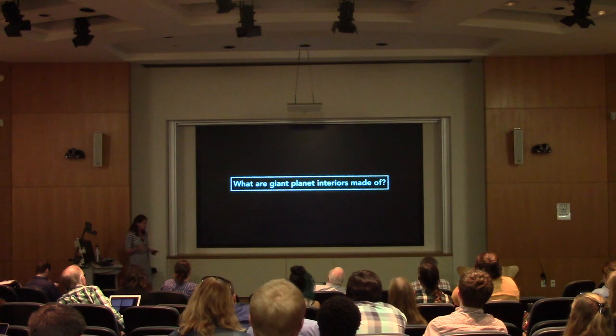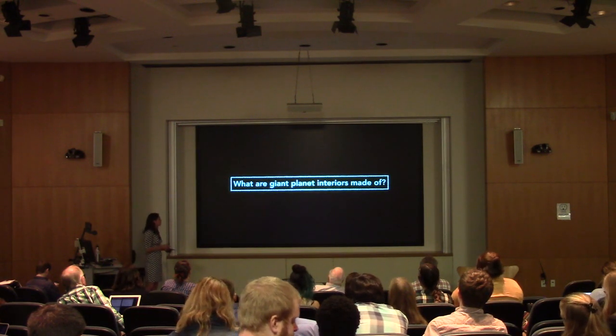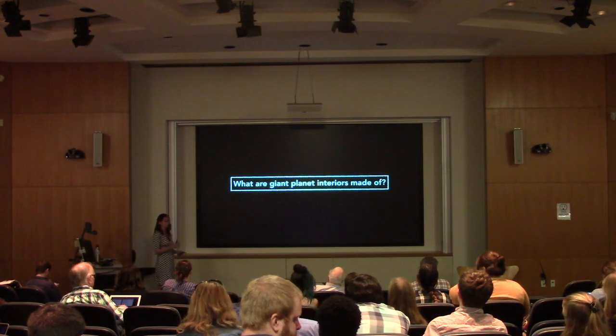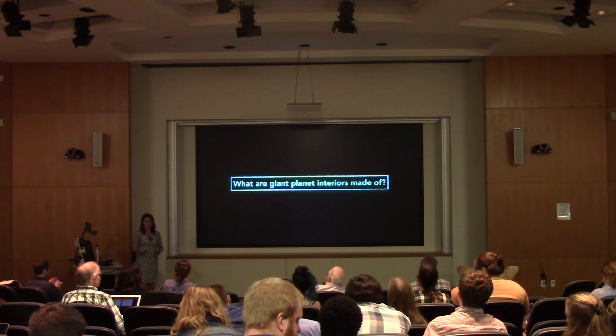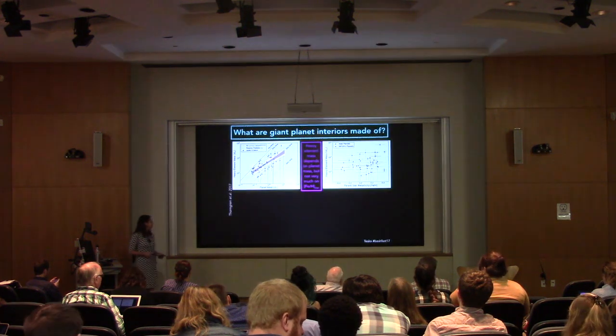So I'm going to focus in now on a few questions that I've been working on, all related to the interiors of planets. So the first is, what are giant planet interiors made of? And how can we use host star abundances to inform these questions?